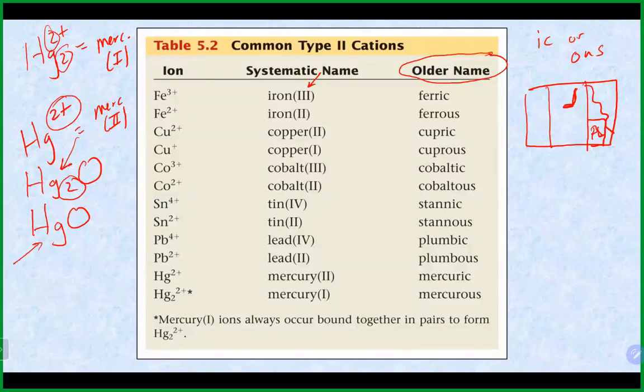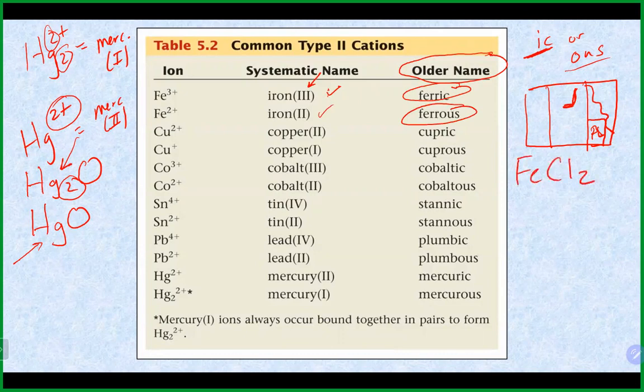You can think of it like you feel icky because you ate too much, so that's the one with the most, and OUS has less. For example, iron 3 versus iron 2. Iron 3 has a larger positive charge, so that's called ferric. And this has the lower positive charge, so that's called ferrous. So the FeCl2 we saw earlier, which was iron 2 chloride, could be called ferrous chloride.